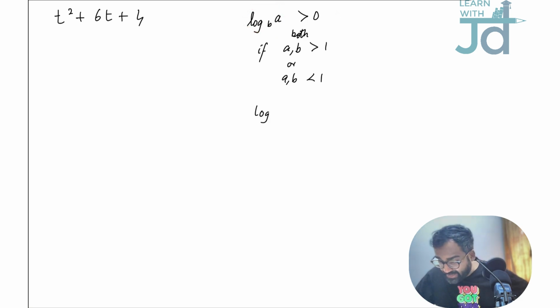But log a to the base b will be negative when, if a is greater than 0, b is less than 1.